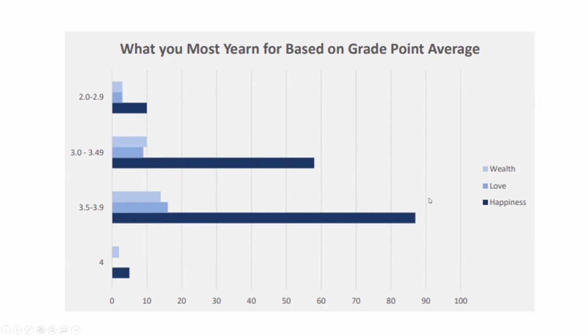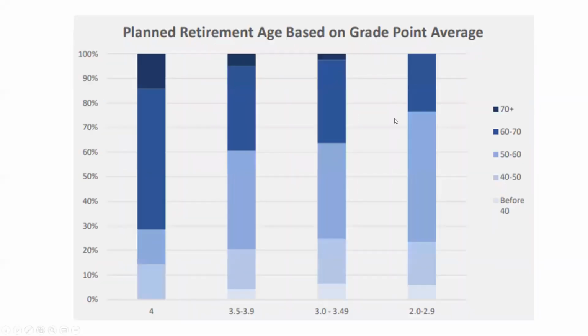So next is the planned retirement age based on grade point average. This one had some really good data. As you go down the GPA levels, the planned retirement age gets younger and younger. So the 2.0, 2.9, not a single person thought they're working over 70. And as you go up, the retirement age gets higher and higher, with the 4.0s having the most 70 pluses in their grouping.